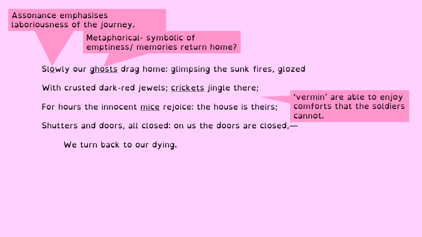So when talking about home, they're talking about these animals taking over their home. So we've got crickets and mice, which could be considered to be vermin type animals, generally ones you wouldn't want in your house. And actually this is a really important comparison, because Owen is talking about how these particular animals can enjoy the comforts that the soldiers cannot. So the crickets and the mice almost have a better deal than the soldiers do.